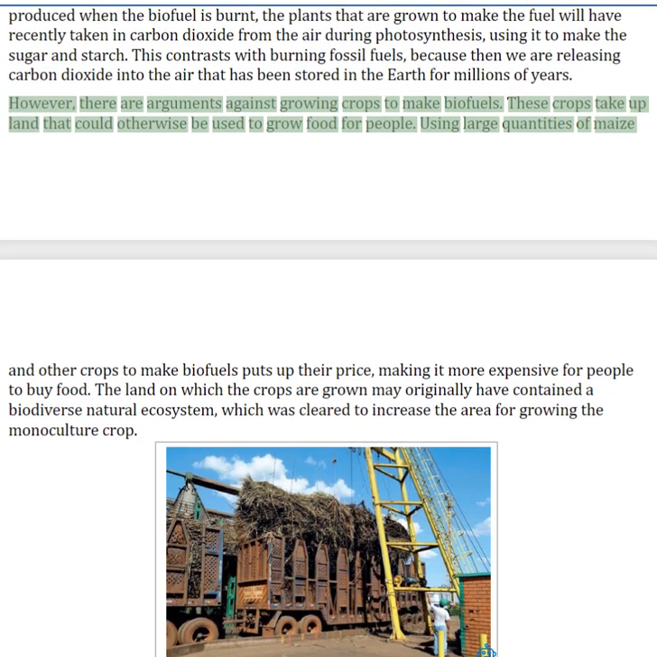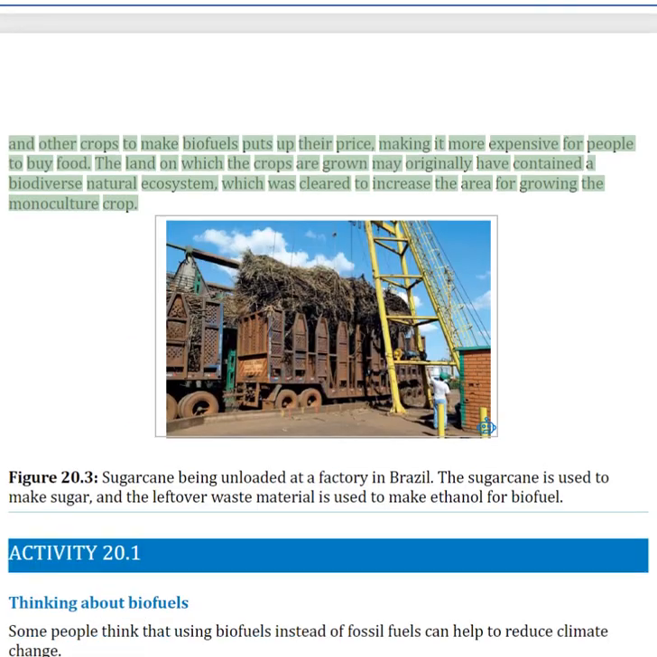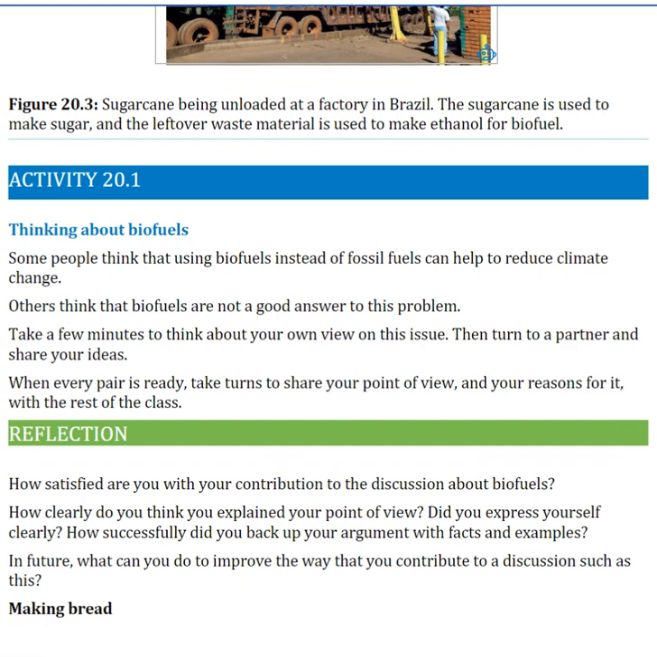However, there are arguments against growing crops to make biofuels. These crops take up land that could otherwise be used to grow food for people. Using large quantities of maize and other crops to make biofuels puts up their price, making it more expensive for people to buy food. The land on which the crops are grown may originally have contained a biodiverse natural ecosystem, which was cleared to increase the area for growing the monoculture crop.